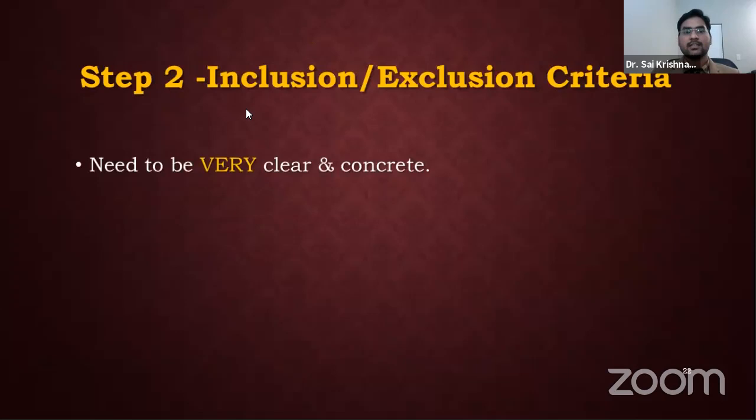Moving on to the second step, that is inclusion and exclusion criteria. You have to be very, very clear and concrete when you frame your inclusion and exclusion criteria. It's very important when it comes to systematic reviews. If you're doing some other review types, you don't necessarily have to be very particular about what sort of studies you have included and what sort of studies have been excluded. But when it comes to a systematic review, it's very important to have clear inclusion and exclusion criteria.